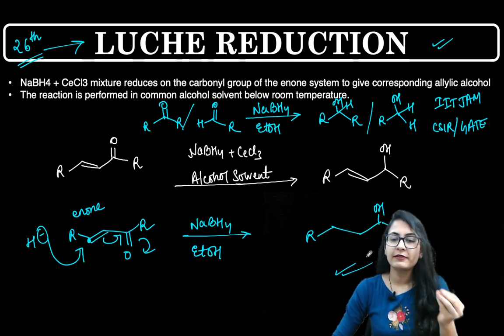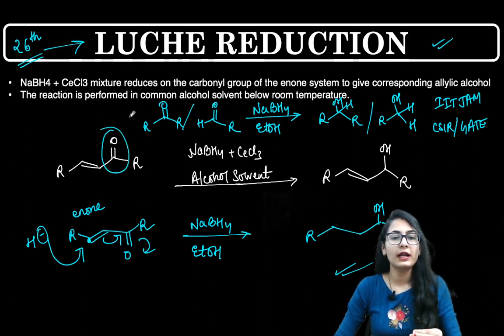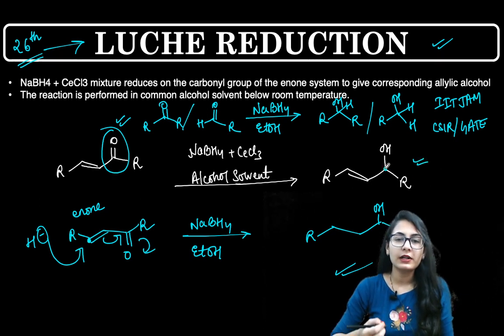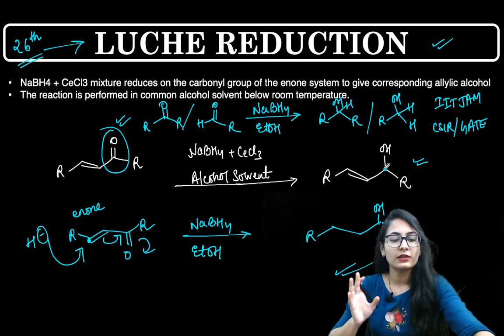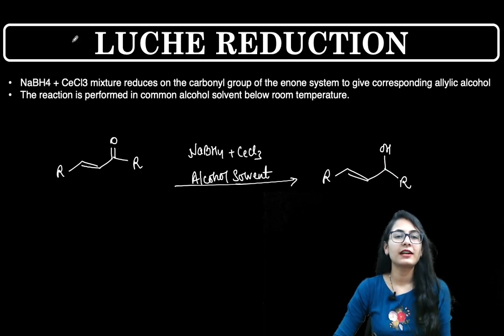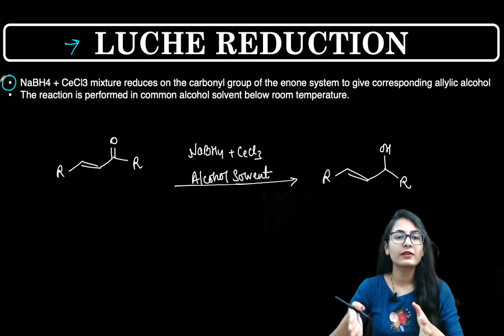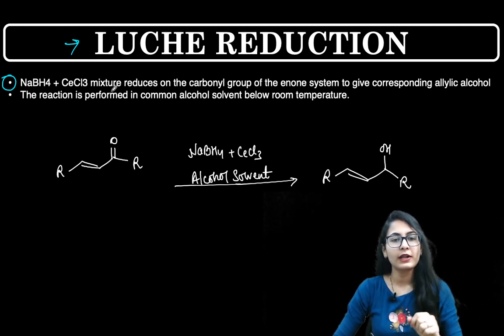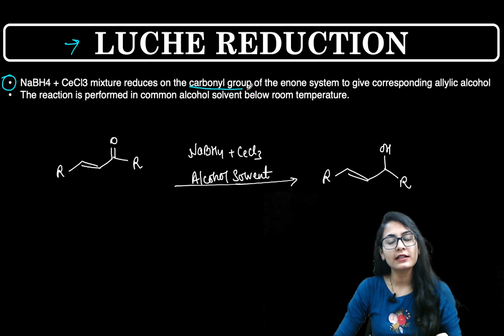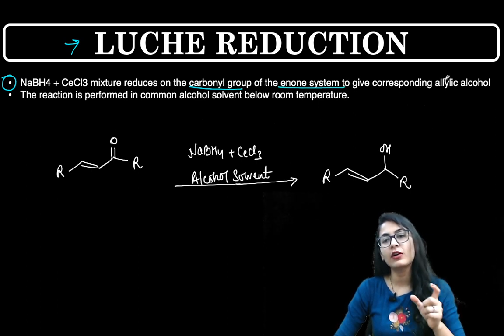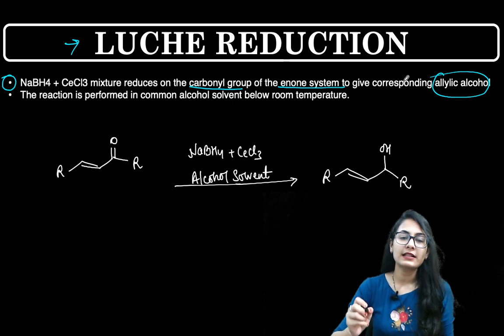But if we don't want this product, if we want to do a selective reduction, and if we only want to carry out the reduction on the carbonyl group to get an allylic alcohol, how are we going to do it? Hence the Luche reduction comes into the picture: a mixture of sodium borohydride along with CeCl3, which is cerium trichloride, reduces only the carbonyl group of the enone system to give the corresponding allylic alcohol. This is the selectivity of Luche reduction. And there is one more selectivity which we'll discuss in the next slide.